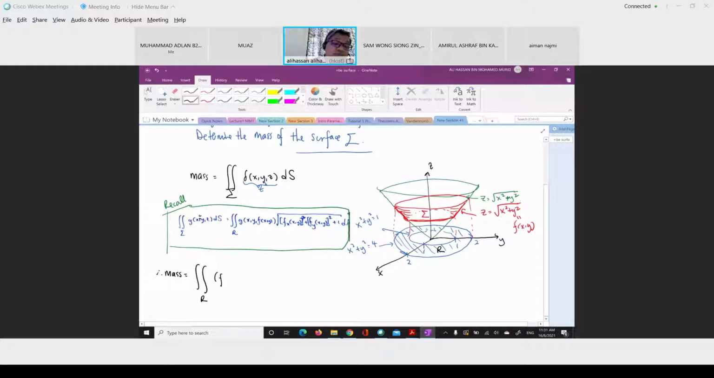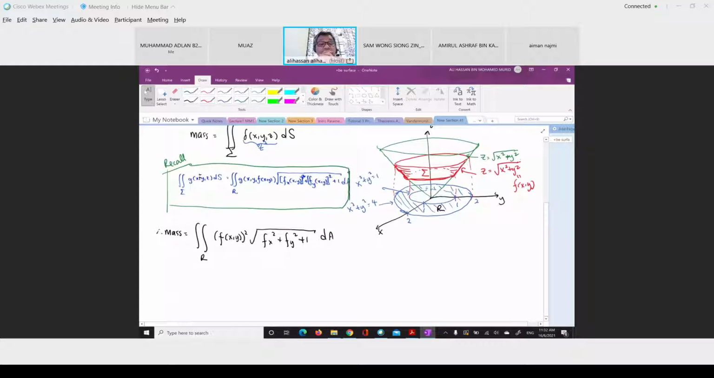First, we need to replace z by f(x,y), and then the integrand is the square root of f partial x squared plus f partial y squared plus 1, dA, according to the technique here. What is f(x,y)? f(x,y) is the square root of x squared plus y squared. So the square of f is the same as x squared plus y squared.